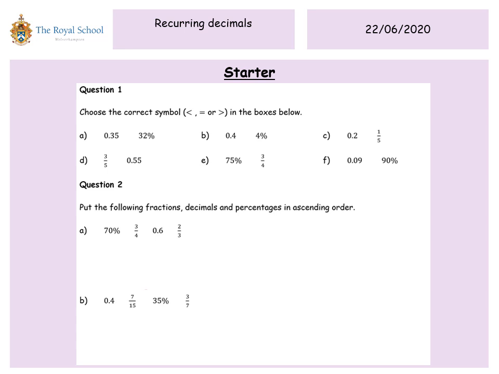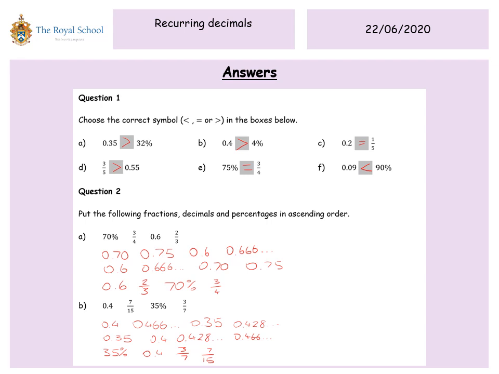On to the answers then. So the first lot should be fairly straightforward. If we talk about decimals, probably just to be consistent on these. So in part A, 32% is 0.32, so that's smaller than 0.35. 4% would be 0.04, so obviously that's smaller than 0.4. 1/5 is 0.2, so that's equal to 0.2. 3/5 is going to be 0.6, so that's greater than 0.55.